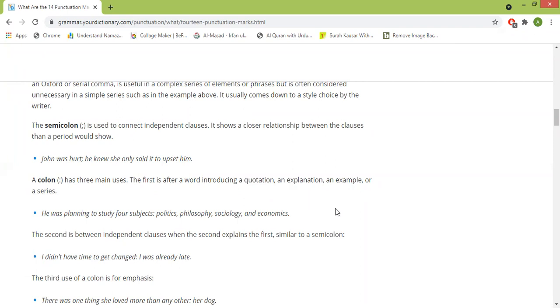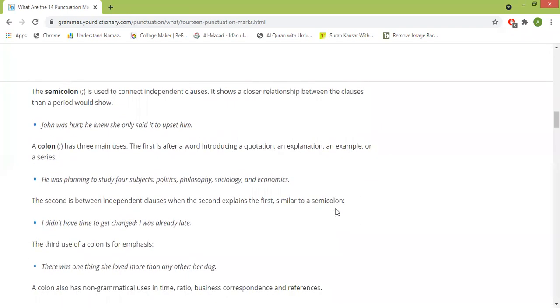The third use of colon is for emphasis. Why do we use the colon here? To emphasize something. There was one thing she loved more than any other: her dog. So when we want to emphasize something, for example, if you say that the one point you need to ponder over is: to be attentive. There we are emphasizing that thing, so before that we will use a colon.